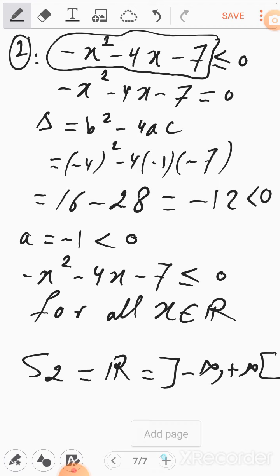Now the third step is to find S, the solution of the system. We have to represent each solution on the number line in order to find the solution S of the system.